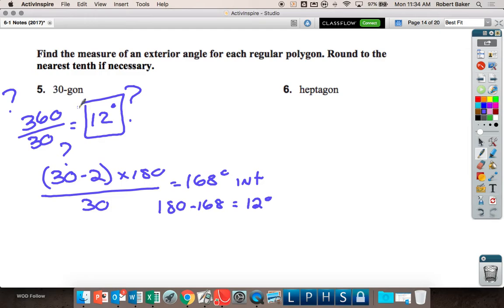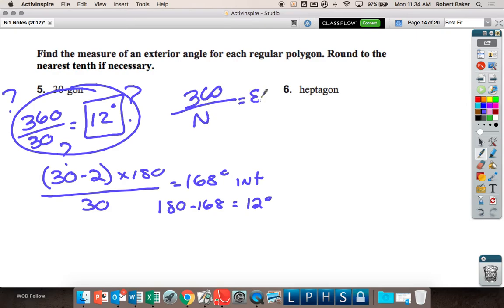This is what the book wants you to learn. This is what I'm teaching you. So I'm teaching you a new formula: 360 divided by n equals the exterior angle. That's what we did right here. We did 360 divided by a 30-sided figure. That means each angle is 12 degrees on the outside. That makes the process substantially faster.